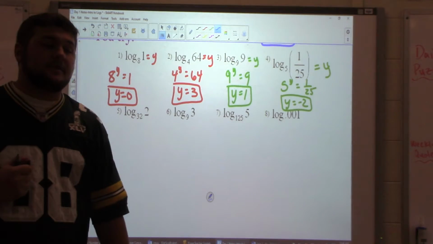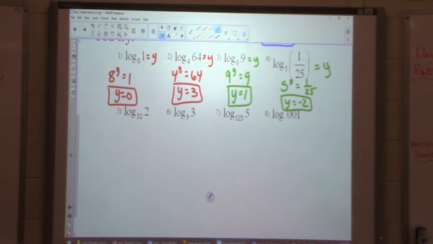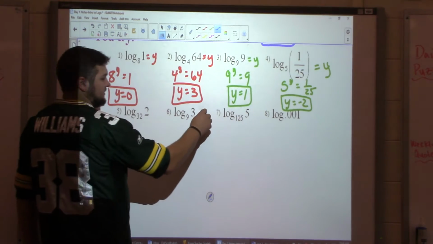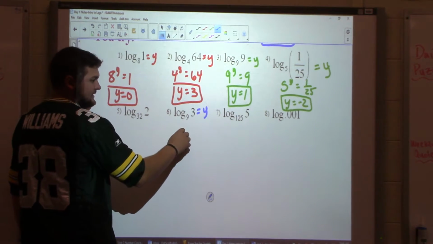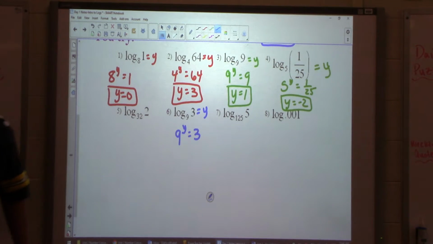Good. All right, I'm going to skip 5 for just a second. I want to do 6 first. Okay? So let's do 6 first. If I change it to an exponential, I get 9 to the y equals 3. Right? Do we all agree with that part? Okay.